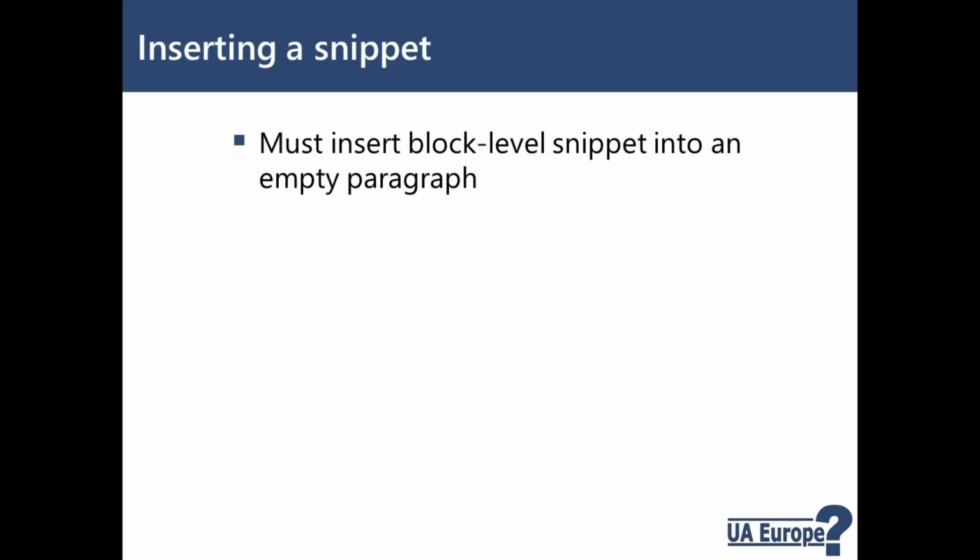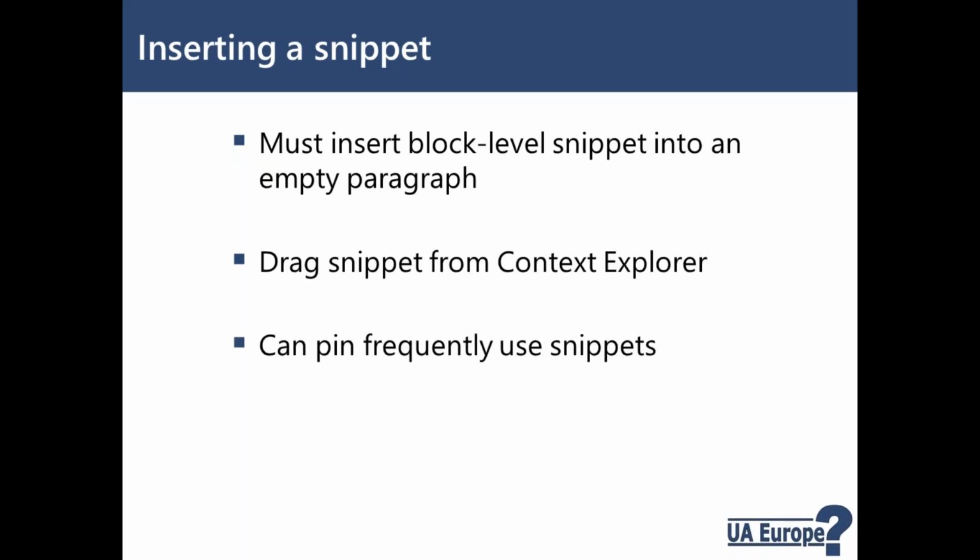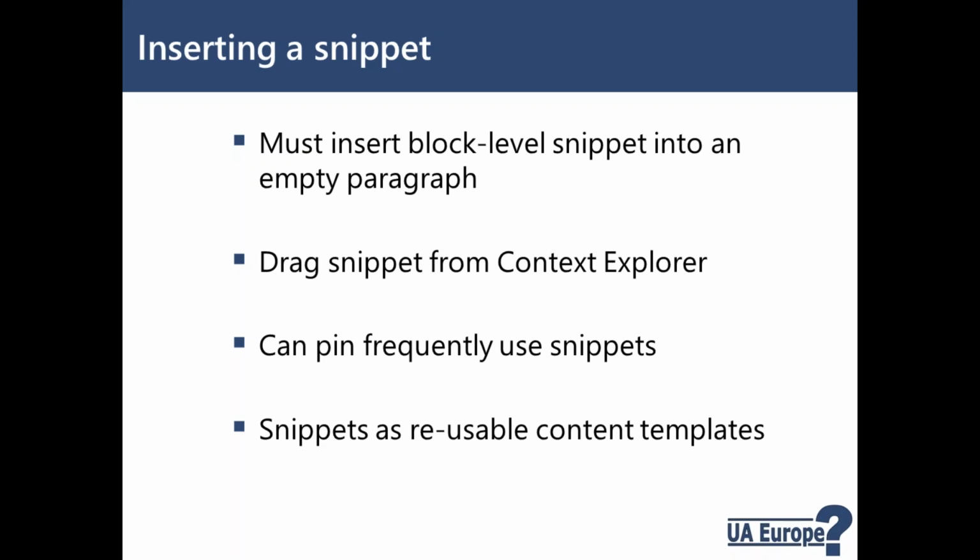The key thing here is that when you're inserting block level snippets, and by block level I mean a snippet that has one or more paragraphs within it, then you must insert the snippet into an empty paragraph. So the first thing you need to do is to create an empty paragraph in the topic where you want to insert the snippet, and then insert your snippet. I'll show you that in a moment. And then I tend to just drag it in from the Content Explorer. You can pin snippets as well, and I'll show you how to do that.